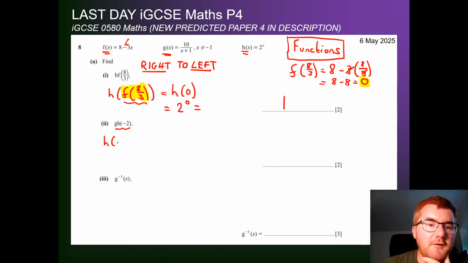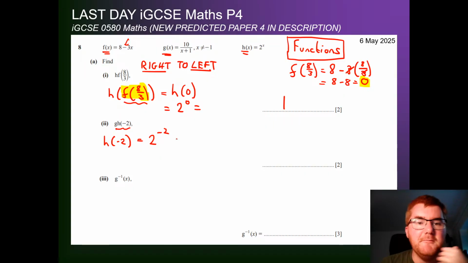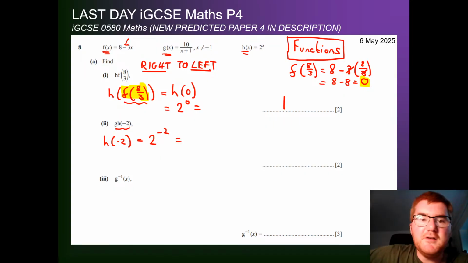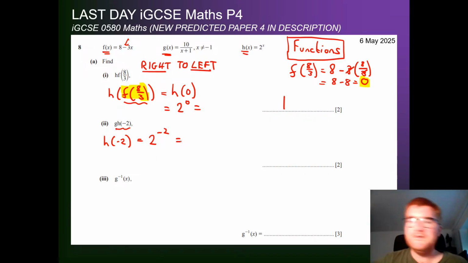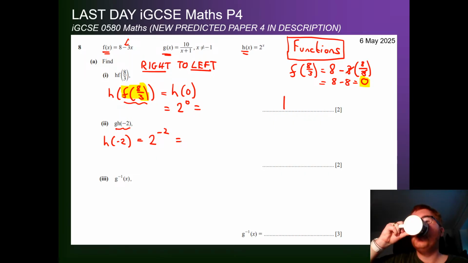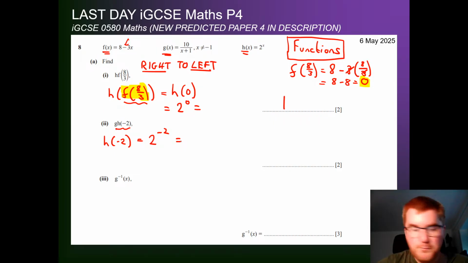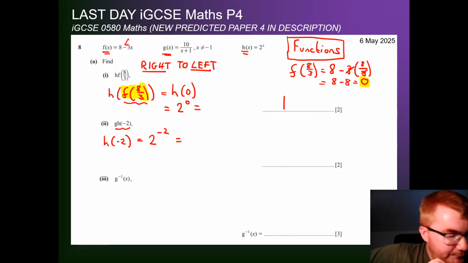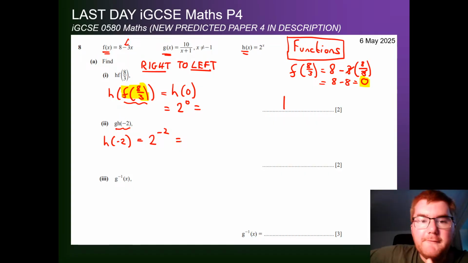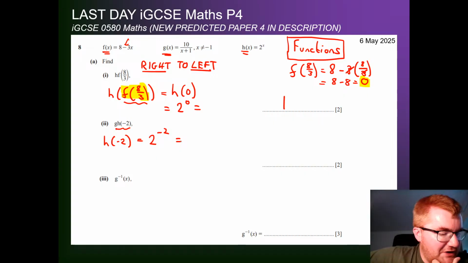We have h of minus 2. So we do this part first. h of minus 2, that's 2 to the power of minus 2. Again, it's great for your indices work. So what is 2 to the power of minus 2 here? Come on, chat. What's 2 to the power of minus 2? Work from right to left. So we do h of minus 2 first.